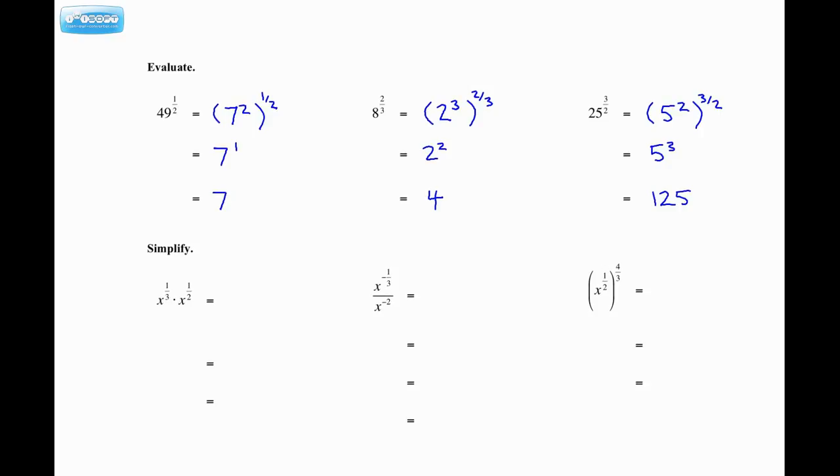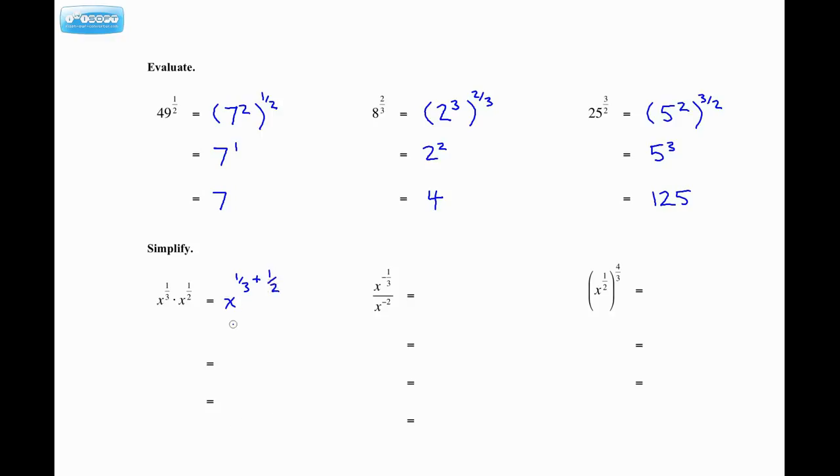Alright, let's do some simplifying, but with fractional exponents. Well, the good news is that all of the rules that we've ever worked with involving powers are the same. It doesn't matter whether the exponents are positive, negative, whole numbers, fractions. It doesn't matter. All the rules still apply. So x to the 1/3 times x to the 1/2. Well, I get to add the exponents. So that is x to the 1/3 plus 1/2.